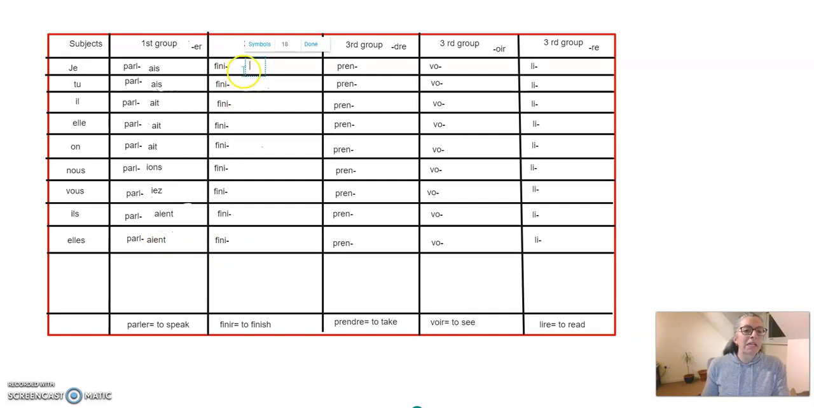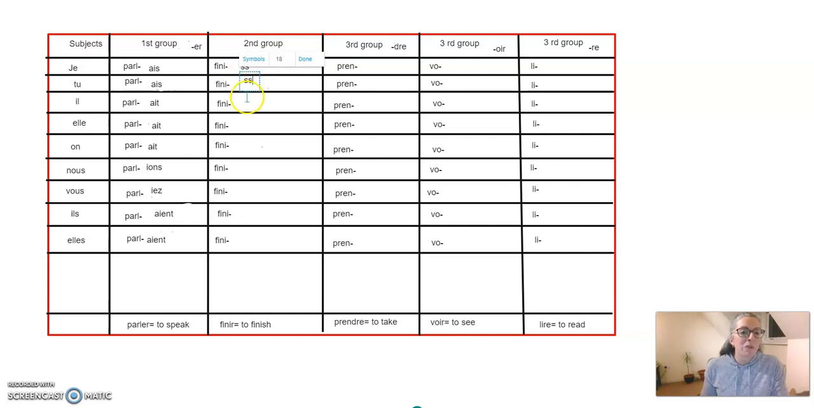Now we are going to have a look at the verbs from the second group, represented here by the verb finir, which is to finish. The way these verbs act will be slightly different. The pattern that we have to follow for the verbs of the second group will be slightly different, and the way you have to do it is by adding a double S.